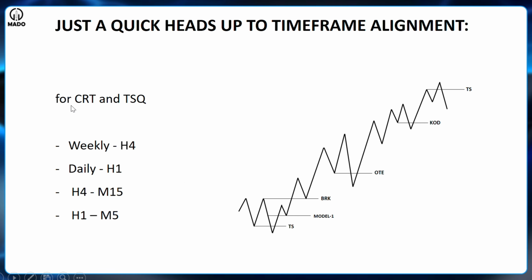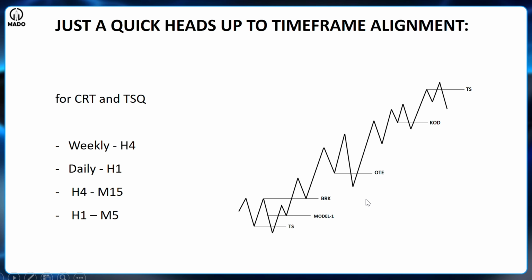This alignment helps you see how the sequence unfolds within the main candle range you're analyzing. It keeps your observation clean, your bias consistent, and your entries more precise. So always remember, CRT defines the structure, but TSQ defines the internal movement. Both need to sit in harmony across your chosen time frames.